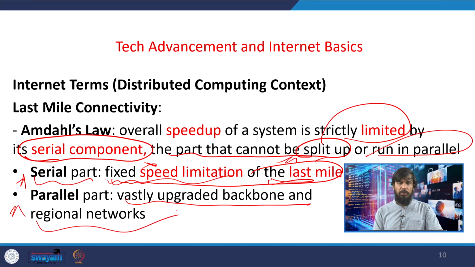and regional networks. Once the regional networks and the backbones are upgraded, there is a speed up, but what happens at the end user side, in the last mile connectivity, will determine the overall speed of the system. So, any limitation on the side of last mile connectivity will actually hamper the experience at the end user side, right.